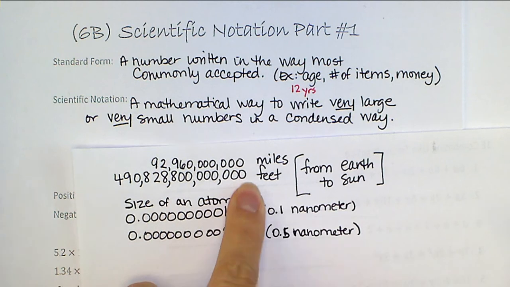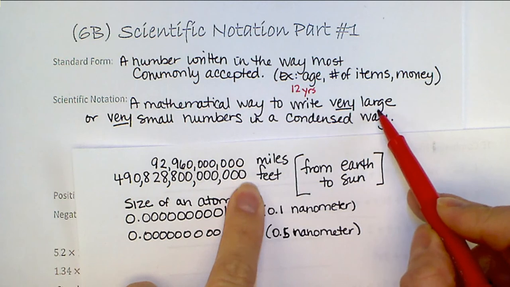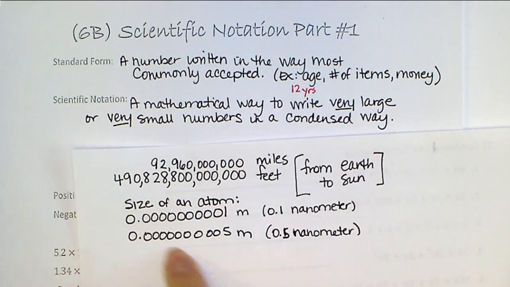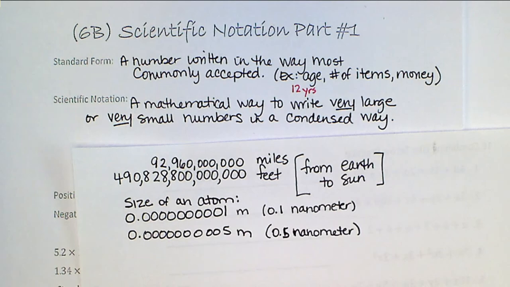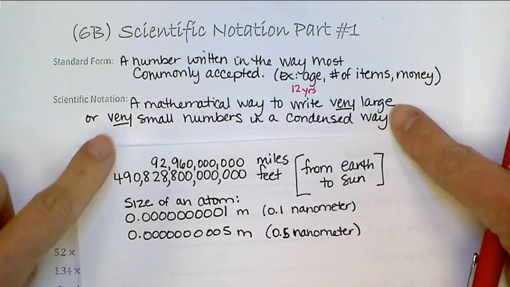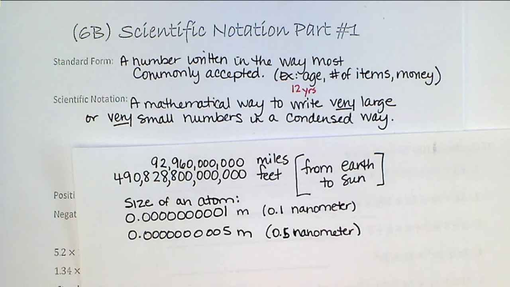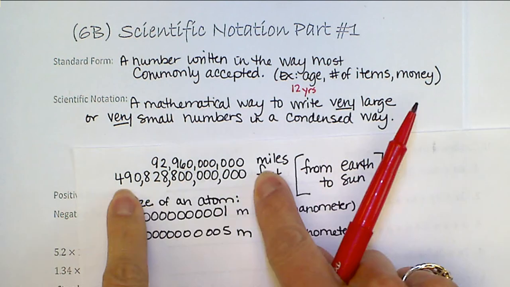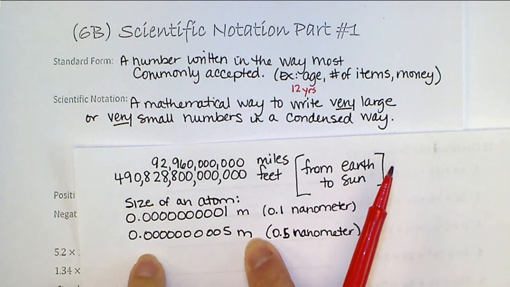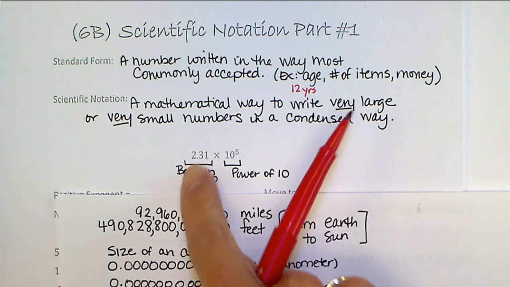There are also some really small numbers. I looked up the size of an atom, and it averages between 0.1 nanometer to 0.5. So it's 0.0000, all of these zeros, 1 meter. So again, we're taking very large or very small numbers that have a lot of zeros, and scientific notation allows us to write them in a more condensed version.